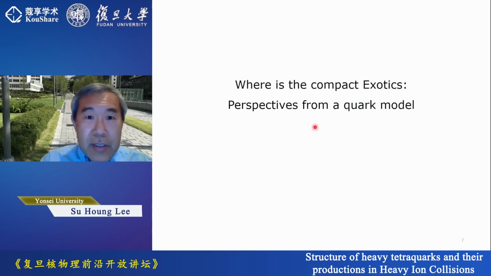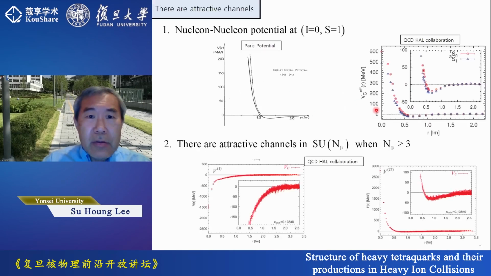Anyway, my topic is, as I said before, where are the compact exotics, and we would like to understand whether we can have compact configurations and study this question from a quark model point of view. So let's start with the nuclear potential. The nuclear potential is the relative distance dependence between the nucleons in the isospin 0, spin 1 channel.